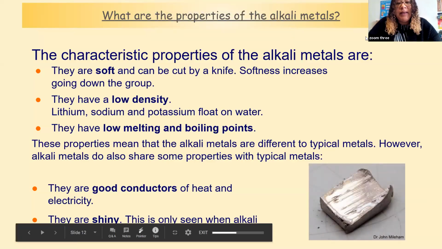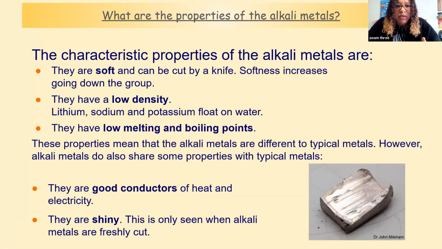So you would have seen from the clip that there are particular properties that alkali metals have. They're soft, you can cut them with a knife. They have low density. The first three in group 1, the alkali metals, can actually float on water, and they have low melting and boiling points. That makes them a bit different from your normal metals, but they do have some other properties they share, which is good conductors of heat and electricity, and they're shiny before they react with oxygen in the air. We wouldn't use them in electrical cables or anything like that because they're reactive. So that would be a reason why you can't.